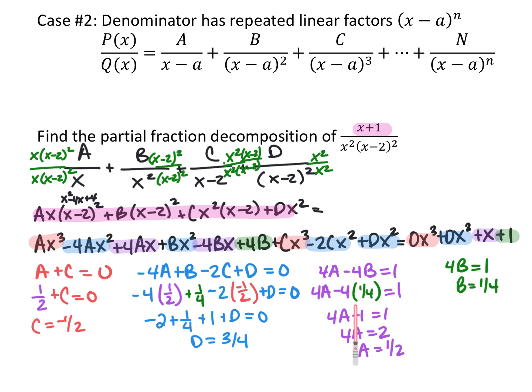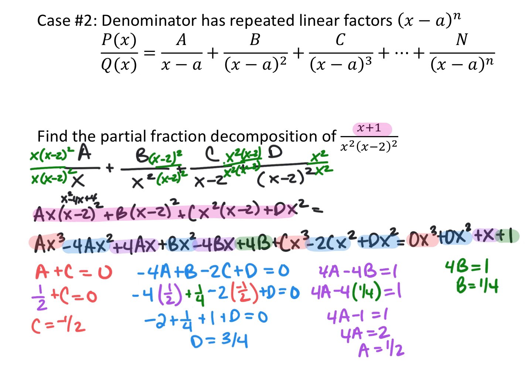And then I plugged that into the 4a minus 4b equals 1 and got a to be 1/2, which I then plugged into the a plus c is equal to 0 and got c to be negative 1/2. And I plugged all of those into negative 4a plus b minus 2c plus d is equal to 0, and then solved for d, and so I got d is equal to 3/4. So even though there were 4 variables and 4 equations, it was pretty easy to solve by substitution just because the first one was easy and then you moved on, so on and so forth.